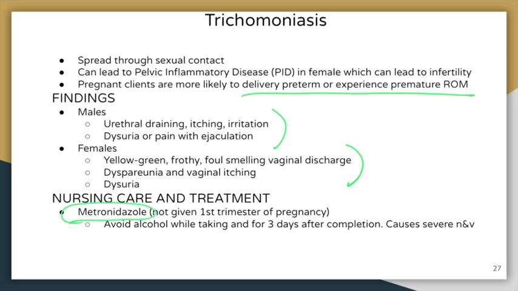To treat trichomoniasis, we give metronidazole, which is Flagyl, if you know that name better. Once she's past the first trimester of pregnancy, she can take this. You don't want to mix alcohol with metronidazole because it causes severe nausea and vomiting.